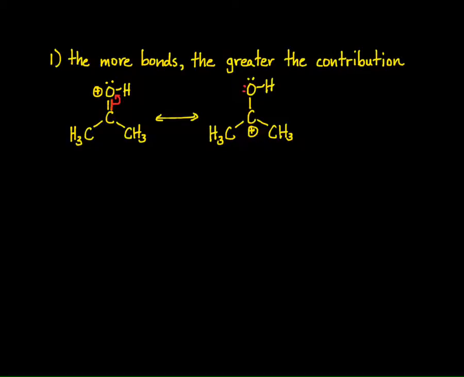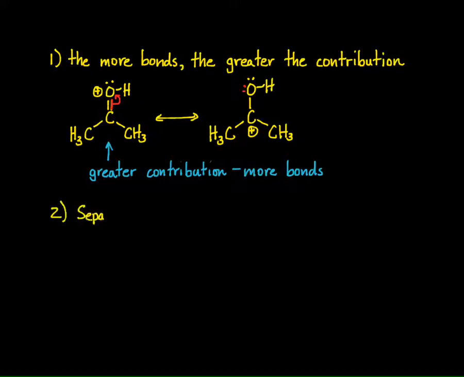All right, which one of these has the greater contribution? Well, notice in the structure on the left, we have a total of 1, 2, 3, 4, 5 bonds. And the structure on the right, we have a total of 1, 2, 3, 4 bonds. So, because the structure on the left has more bonds, it has the greater contribution. And sometimes you'll see that it's called the major resonance contributor, right? That's the first rule. First and foremost rule.